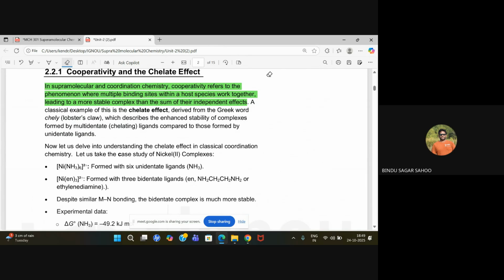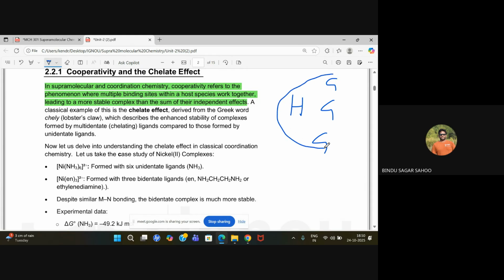That means the host itself contains more than one active site or binding site that can interact with the guest molecule, leading to the formation of a more stable complex than the sum of their independent effects. I already told you, when a guest molecule meets a host molecule, the host will provide three active sites and three guest molecules are interacting with this host. Then if you calculate the stability of the overall complex, it will be more than the individual host-guest interactions.